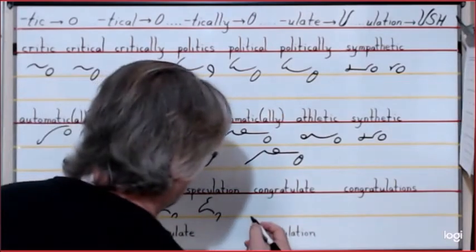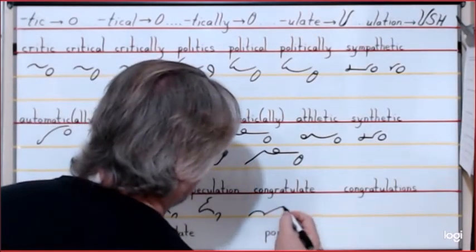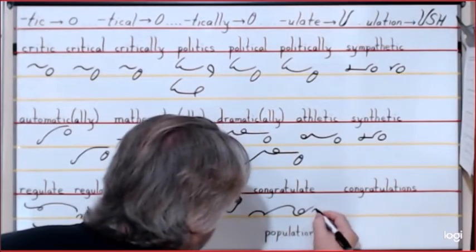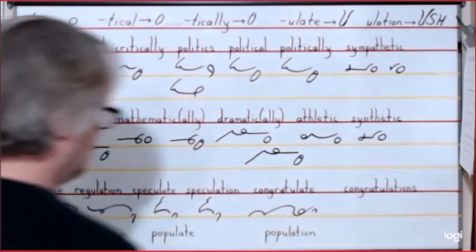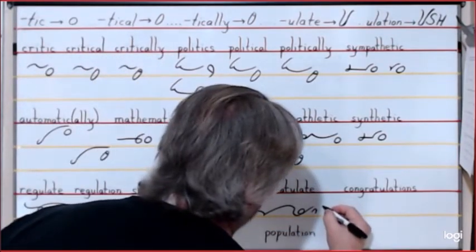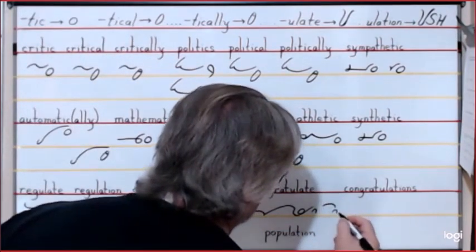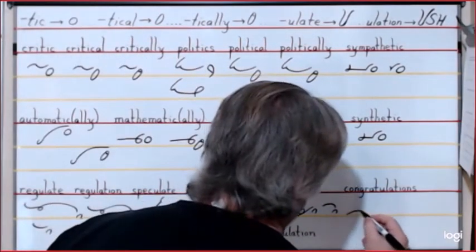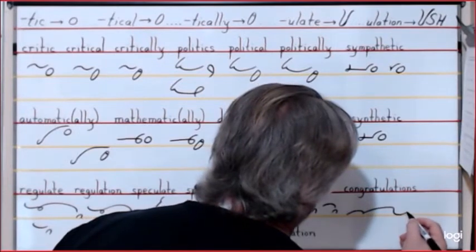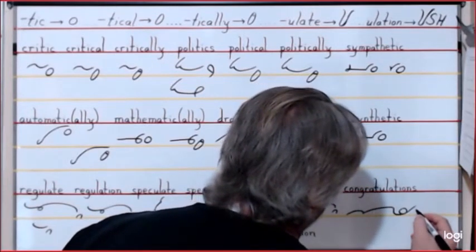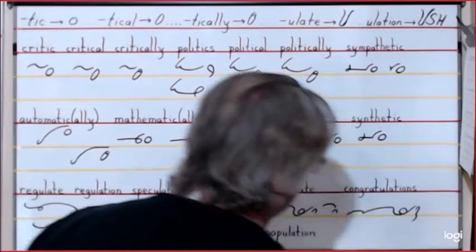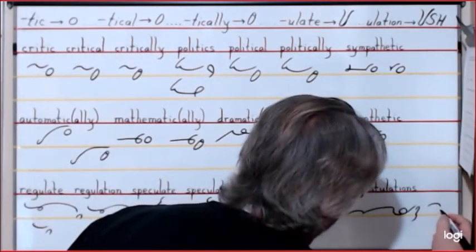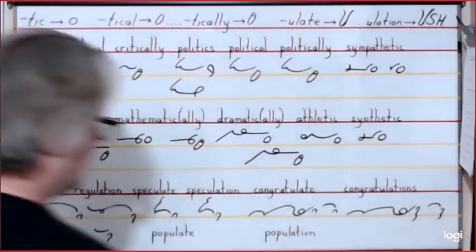Congratulate will be a K, a GRAT, then a disjoined U. Now you can also shorten this by writing a K and then a U. Congratulations is a K, and G R A T, and then a U S H S. And then you can also shorten this by writing a K and then a U S H S.